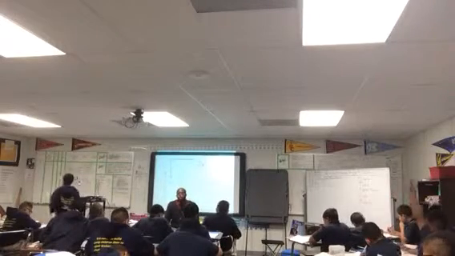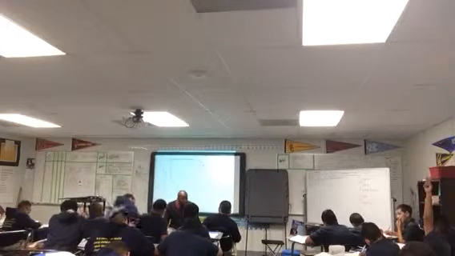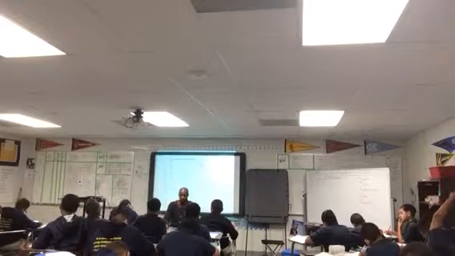Zero is a very important number when it comes to proportions in these tables. You'll find that out next year, but it's very, very important.